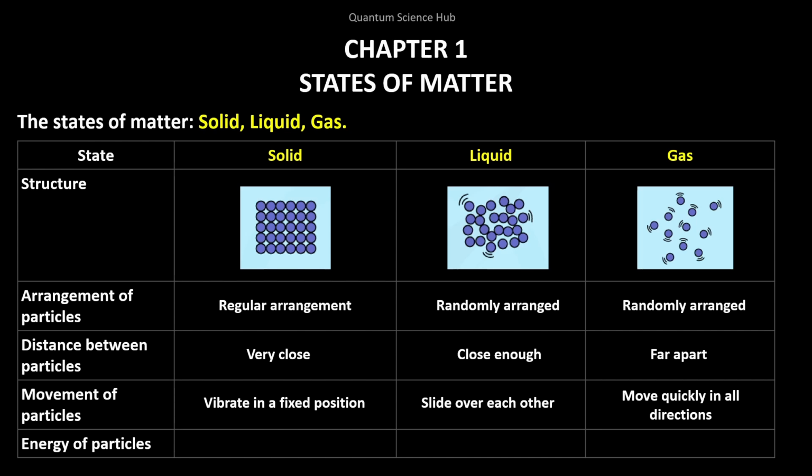Now how about the energy level? Energy is produced when the particles are moving. Since a solid can only vibrate in a fixed position and cannot move freely, the energy in a solid is very low. In a liquid, it has greater energy than a solid because the particles can still slide over each other, while the greatest energy is in a gas because the particles in a gas can move randomly and quickly in all directions.